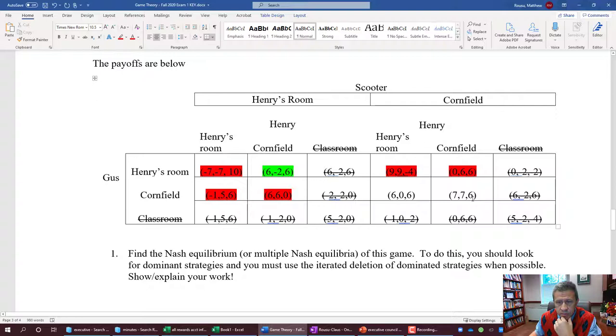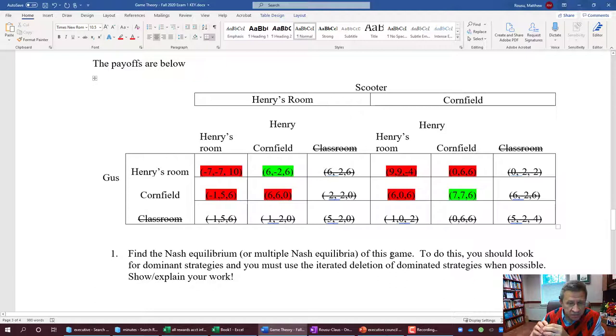What about this payoff of 7, 7, and 6? 7's better than 0. 7's better than 0. 6 is better than 0. We have found a second Nash equilibrium. Over here, 6, 0, 6. Well, Gus at the cornfield at 6 could switch to go to Henry's room and get 9. It's not a Nash equilibrium. And what have we found? We've found two Nash equilibria of the game.